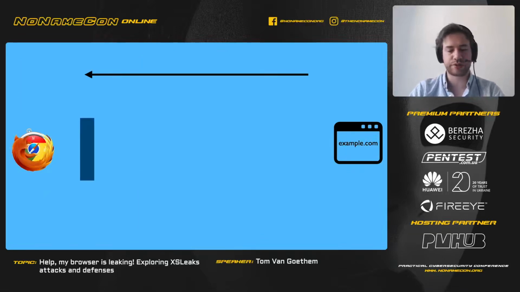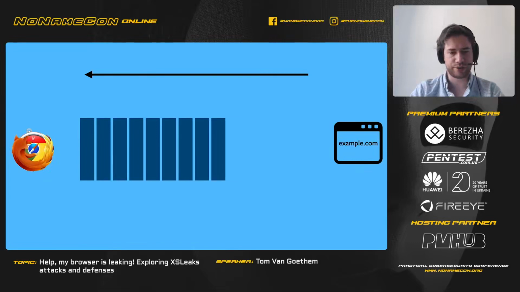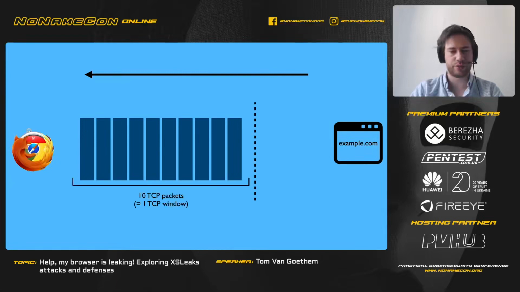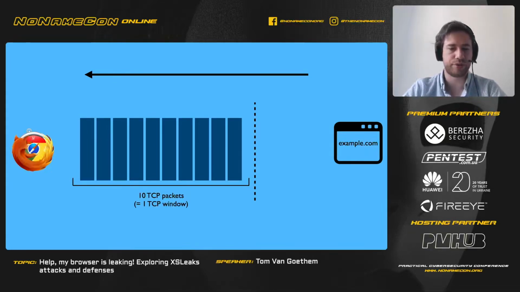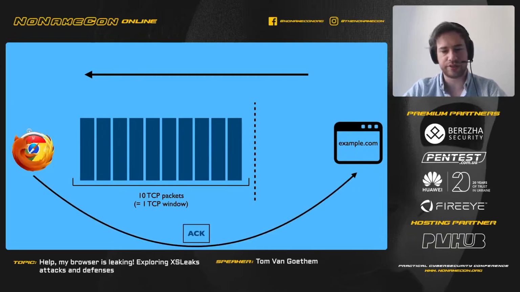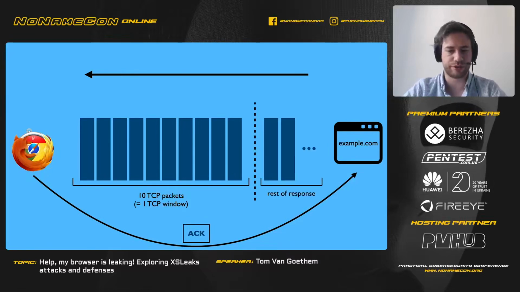So let's look then at how these TCP packets are sent to the client. Of course, the first TCP packet will be sent. Right after, it will send the second, and so on, until we have sent 10 TCP packets, which equals one TCP window. And afterwards, the server will have to wait with sending the rest of the response until the client sends an acknowledgement to the server.